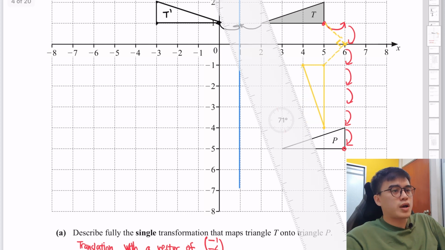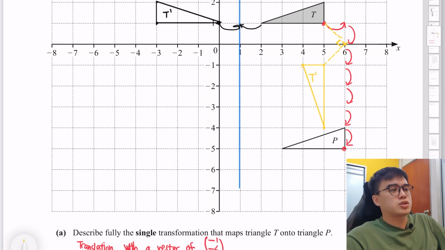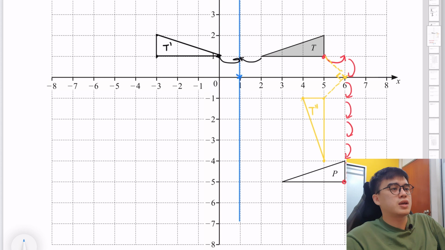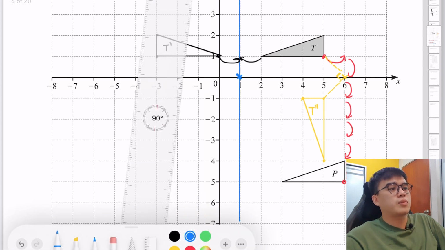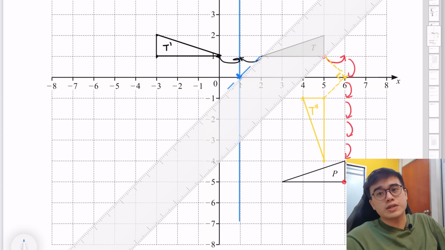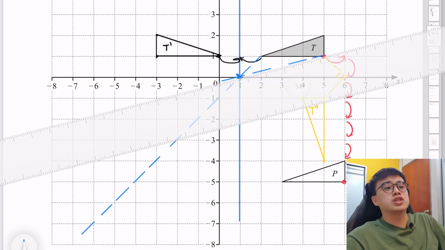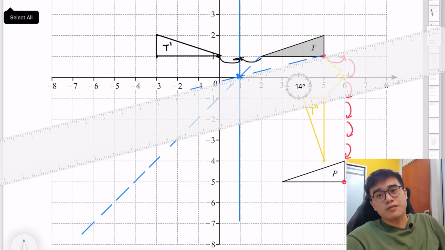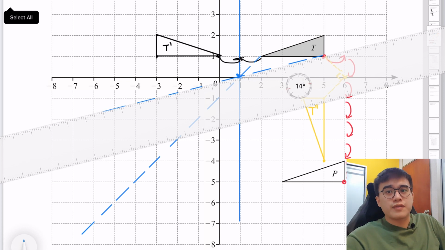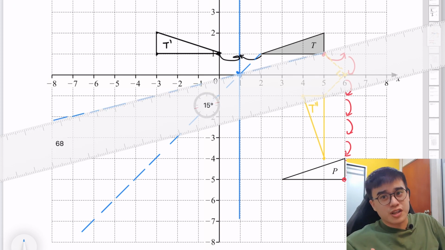And for the last one, it's enlarge your triangle T with a scale factor of -2 from the center (1, 0). So the scale factor was a whole number, which means that it was being enlarged. However, there's a negative over there. This negative represents it was being inverted.